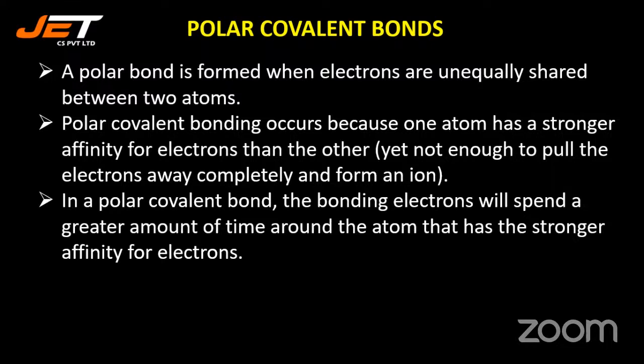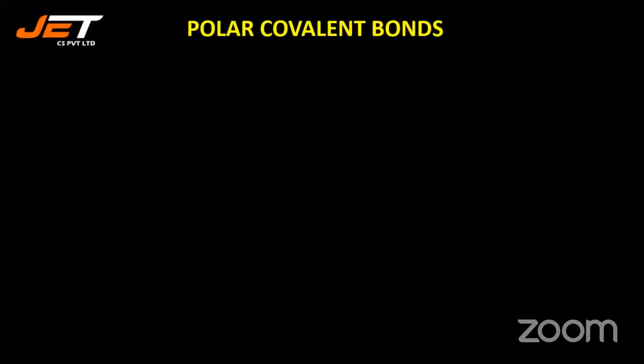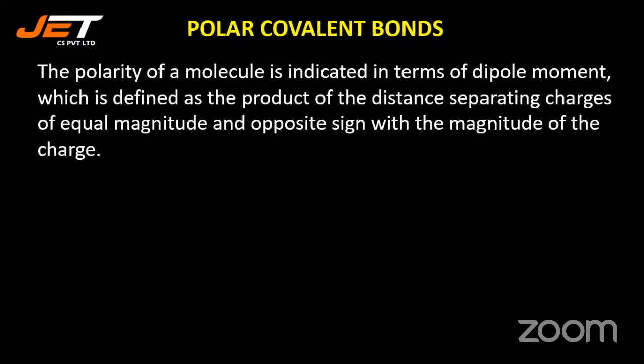In a polar covalent bond, the bonding electrons will spend a greater amount of time around the atom that has the strongest affinity for electrons. A good example of a polar covalent bond is the hydrogen-oxygen bond in water. Hydrogen-chlorine, hydrogen-fluorine, hydrogen with anything. Again, I will be starting organic chemistry after I complete this chapter. In organic chemistry also, we will be seeing these concepts, and that is a fun concept.